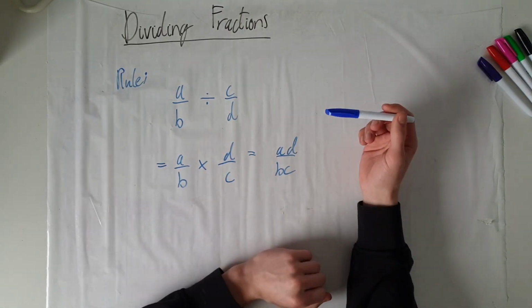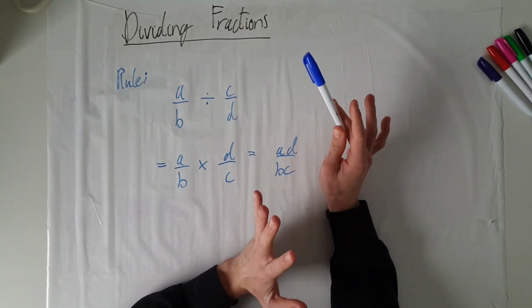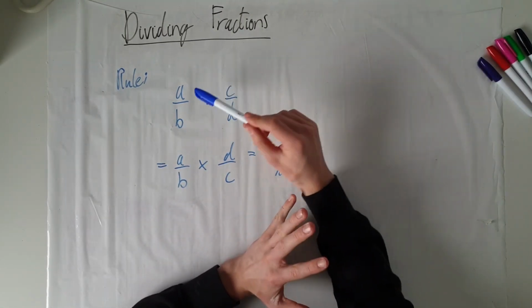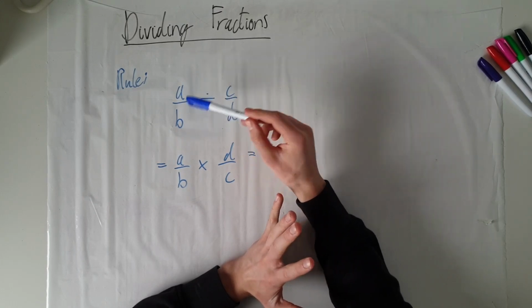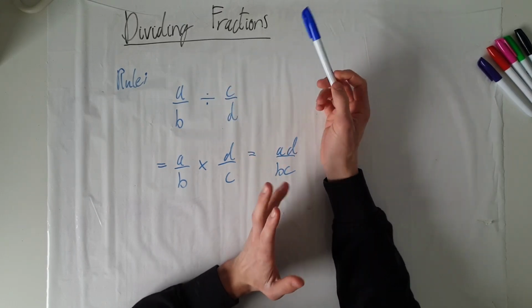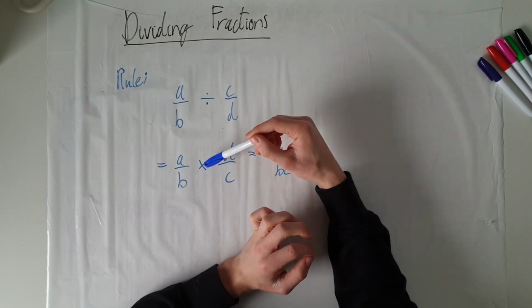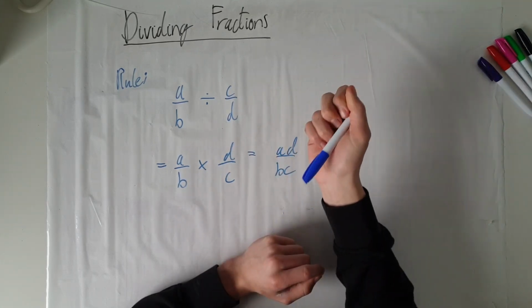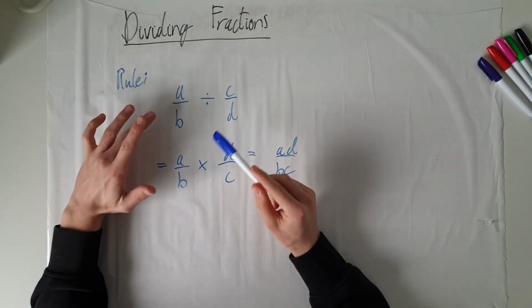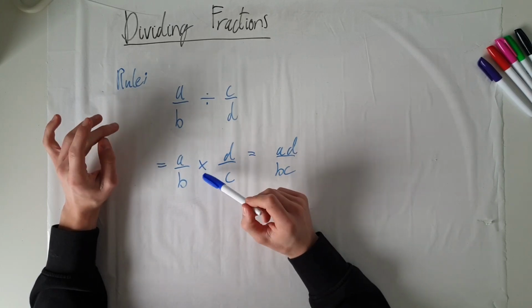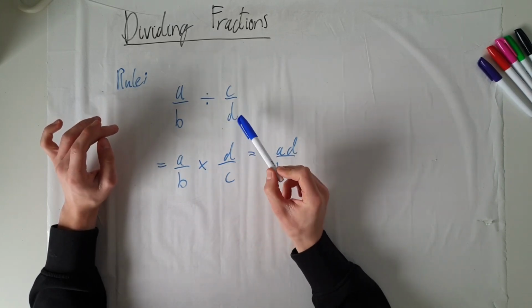So, as you can see, all we do when we're dividing fractions is, so say we have A/B divided by C/D. All we do is flip the second fraction and then change the sign to multiply. So this then becomes A over B multiplied by D over C.